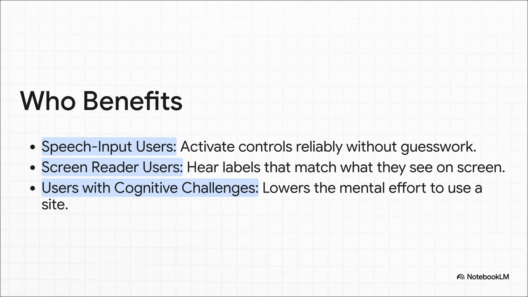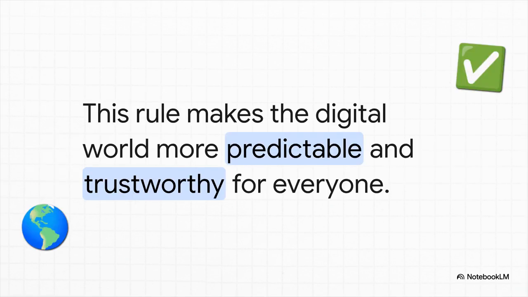For folks using screen readers, it means the audio they hear perfectly lines up with the text on the screen. No more weird disconnects. And it even helps people with cognitive challenges because it lowers the mental energy you need to use a site. There are no secret code words you have to guess. You see, at the end of the day, this is so much more than just a coding rule. It's really a principle of good, clear communication. It's about making sure the digital world is predictable, intuitive, and something everyone can trust, no matter how they access it.